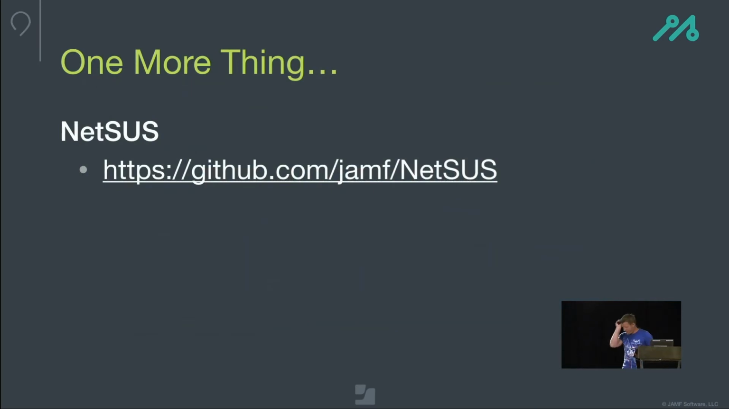So there's one more thing that I'd like to bring up. When we designed Kenobi, we implemented it on top of NetSUS. Now, if I say NetSUS, show of hands, how many people know what this is? Cool. All right, so for those of you who don't, Jamf did basically a Linux-based appliance that provided a software update server and a netboot server that you could just simply deploy.